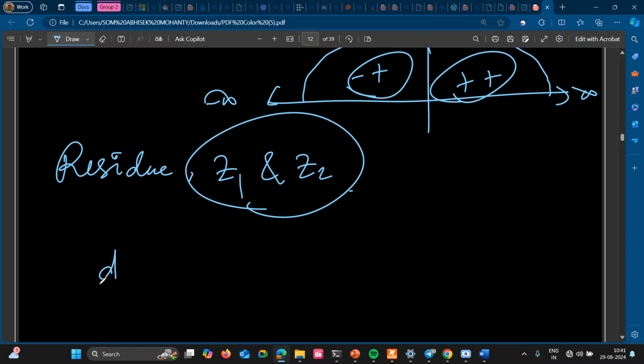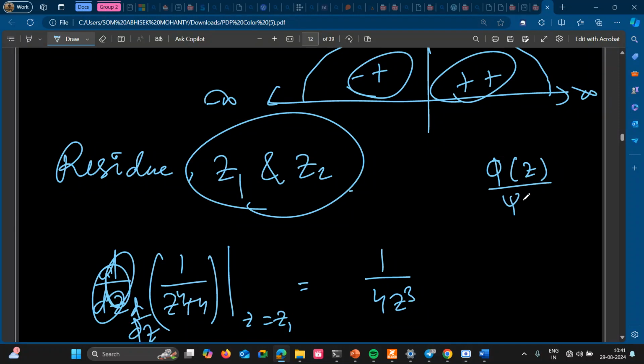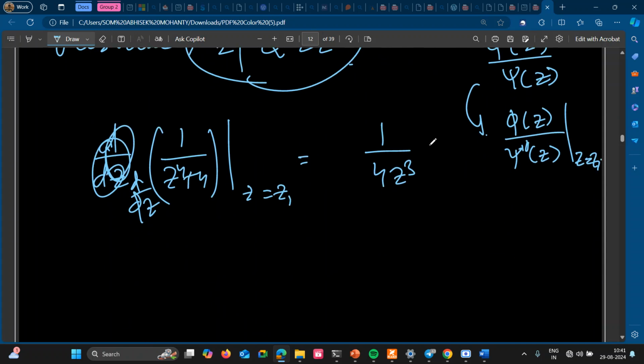It's almost done. So d by dz of z^4 plus 4, and limit z is equal to z1. I can take the derivative, and it will be 4z cubed, in the denominator only. If you remember, for phi z by psi z, to get the residue we take the derivative of the lower part, the denominator, and put z is equal to z1. Okay, so take the denominator derivative and put z is equal to z1.